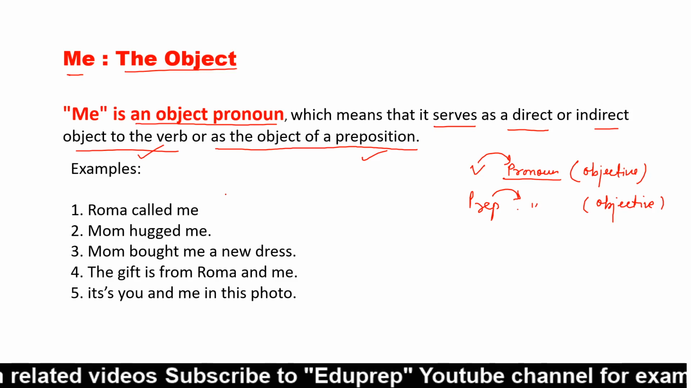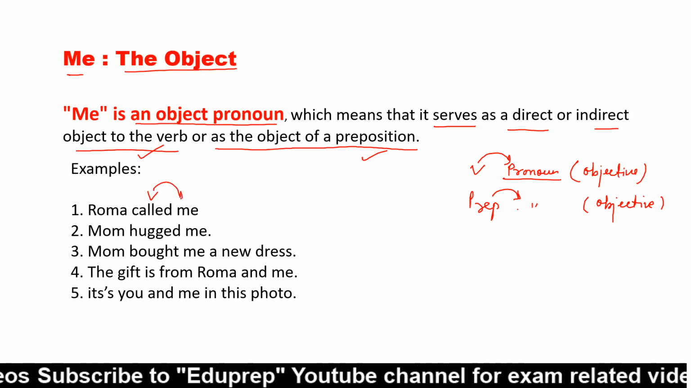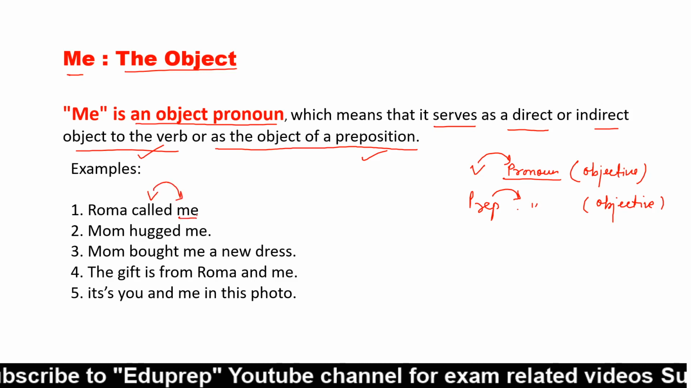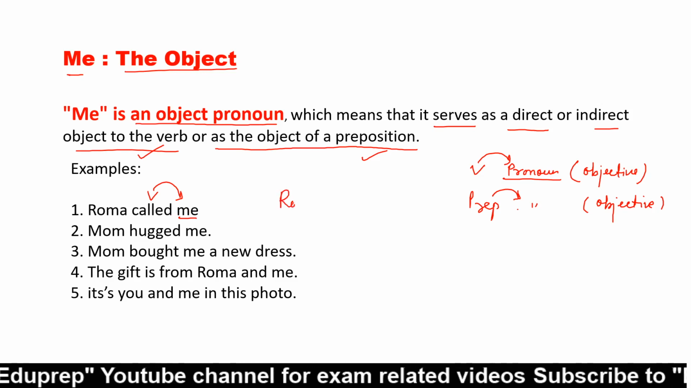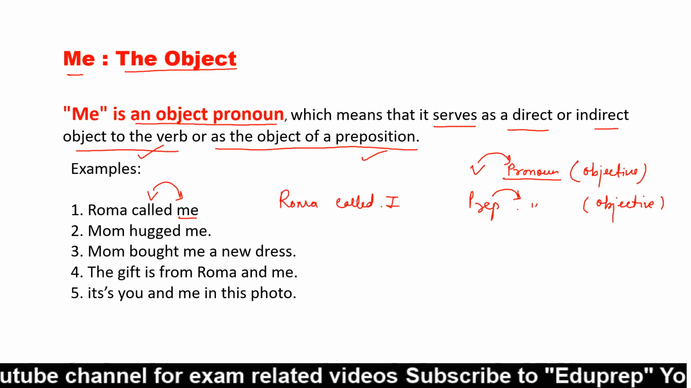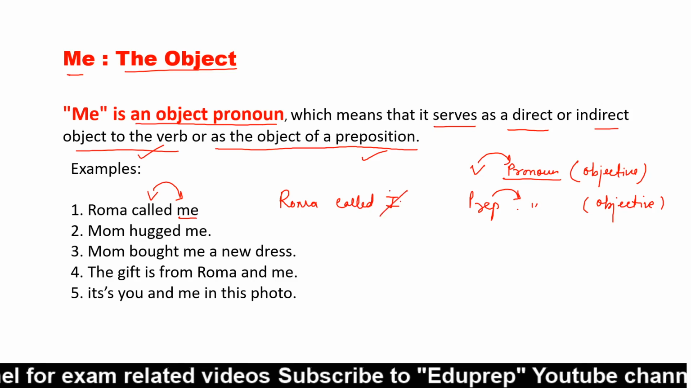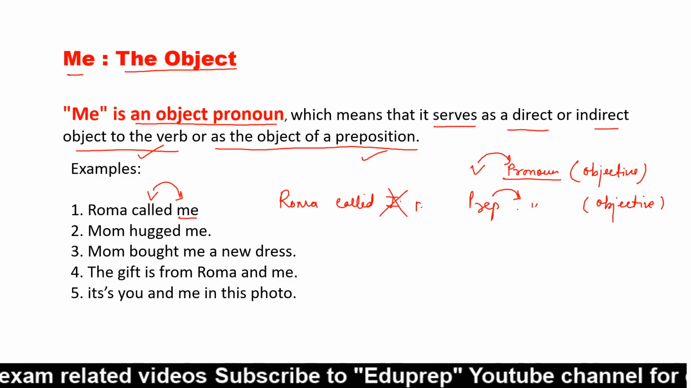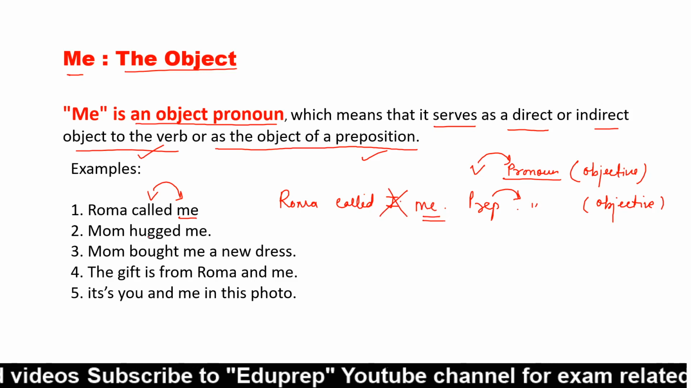Okay. So "Roma called me." Here you have a verb, and after a verb we are supposed to write an objective pronoun. You should not use a subjective case. For example, suppose the examiner is giving you "Roma called I," and this sounds weird also, but you don't have to go with the sound. So after a verb you need an objective pronoun. Clear?